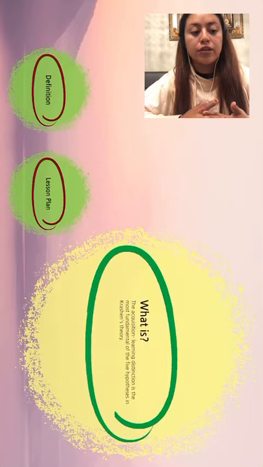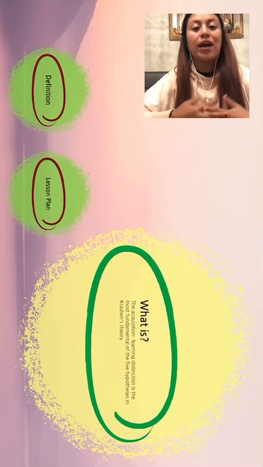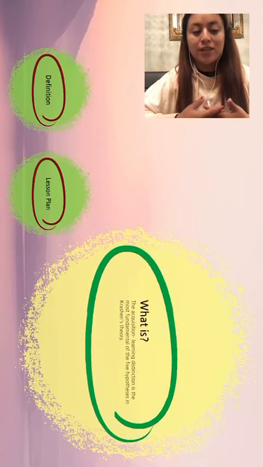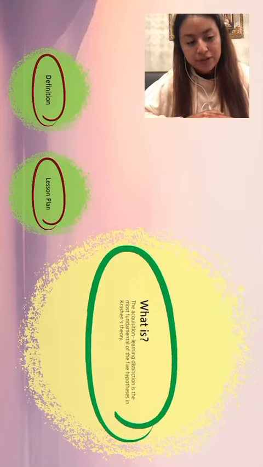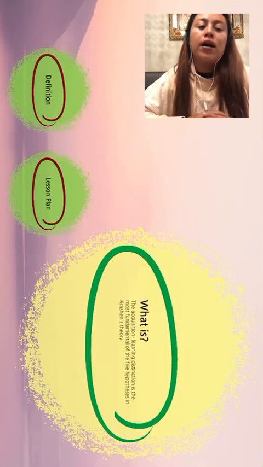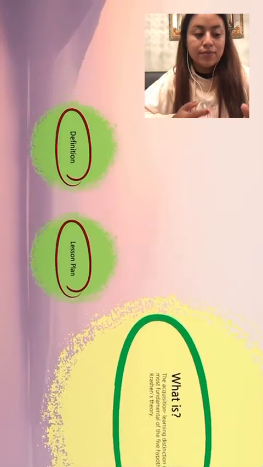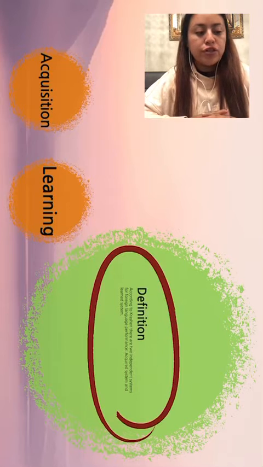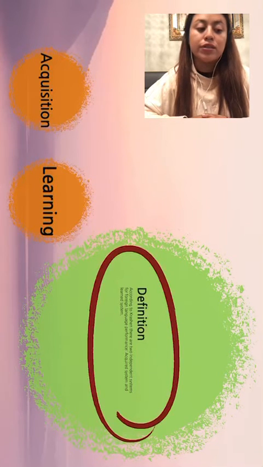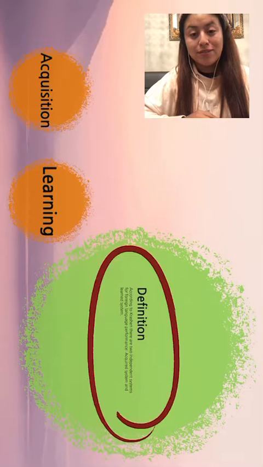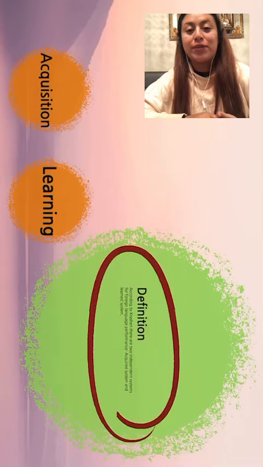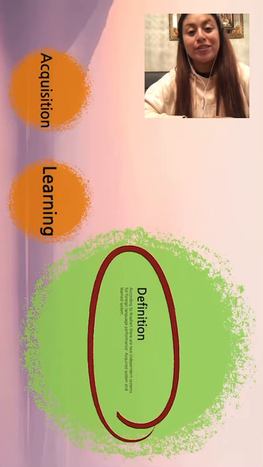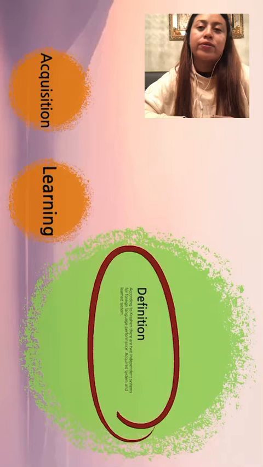I want to start off by telling you what the acquisition learning distinction hypothesis is. This is going to be our focus today. It is the most fundamental of the 5 hypotheses in Krashen's theory. Now, I want to give you a little definition of what this hypothesis is. According to Krashen, there are 2 independent systems for foreign language performance, the acquired system and the learned system. Like I mentioned earlier, I'm going to be talking a little bit about the acquired system, or the acquisition.